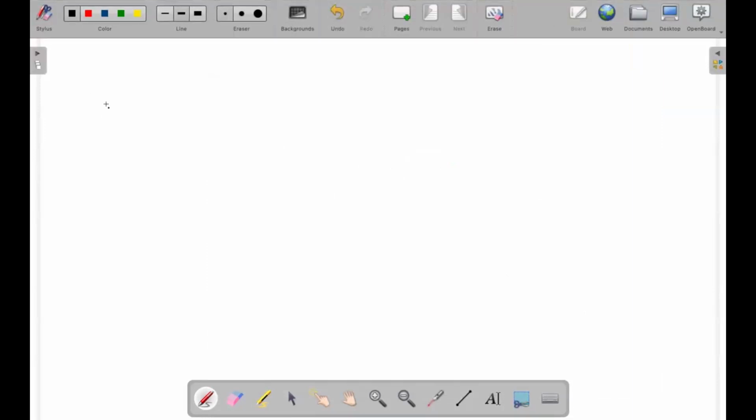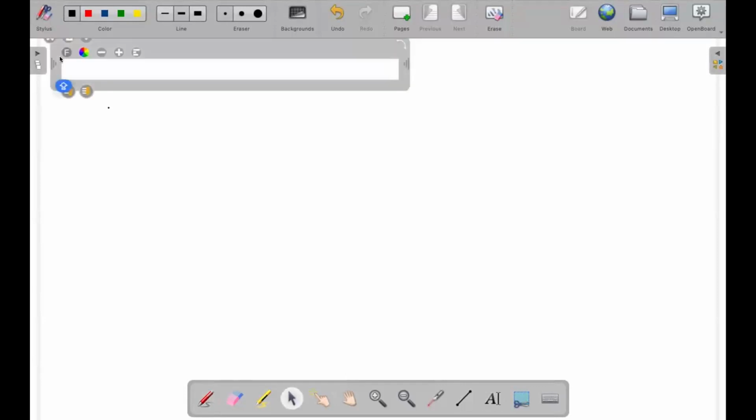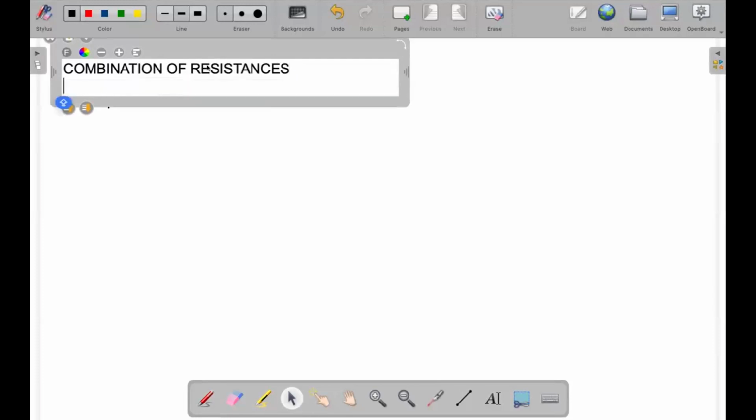Okay, so today our topic is resistance. Combination of resistances, that's the topic name. So let's say combination of resistances.